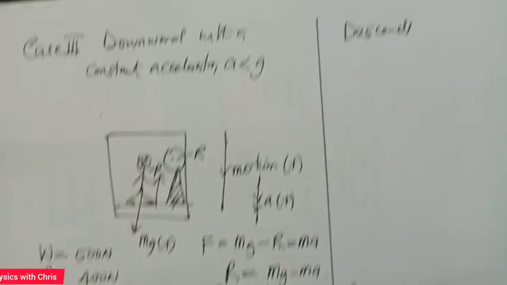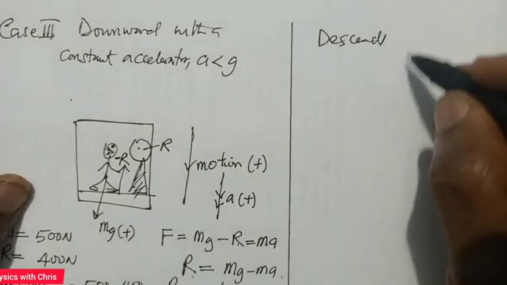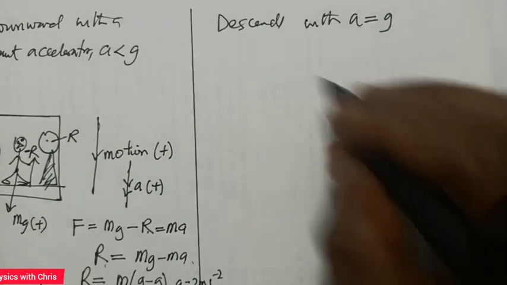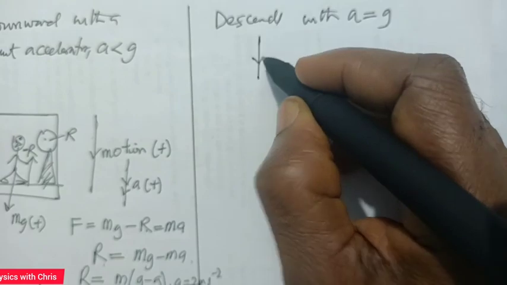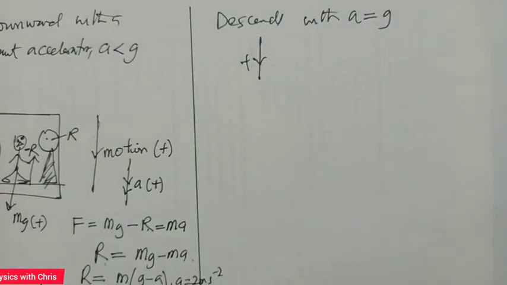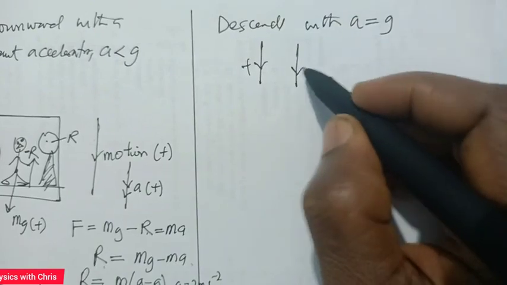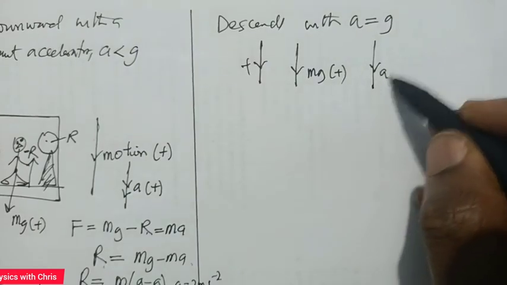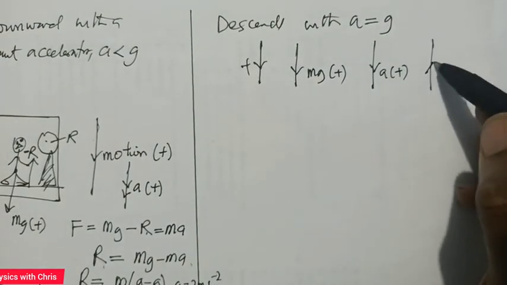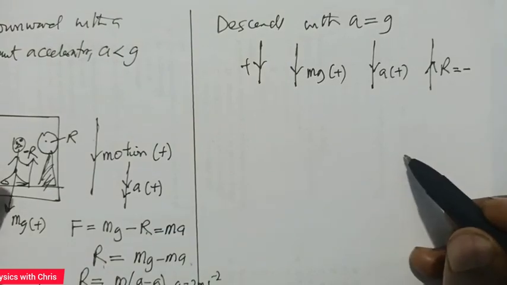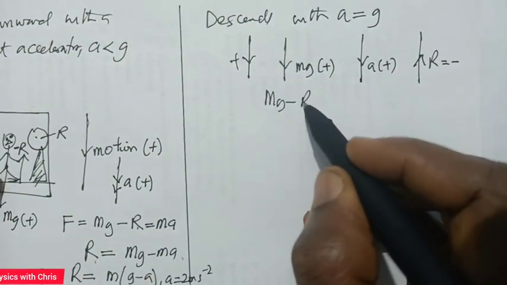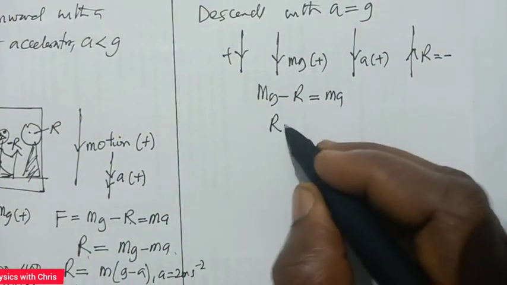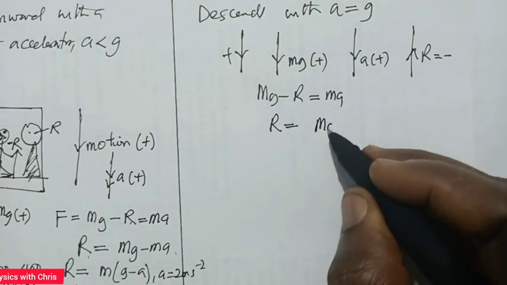Now consider the case where the lift descends with an acceleration a equal to the value of g. What happens here? The downward motion is still taken as positive. The weight of the body, mg, will be taken as positive. Acceleration is downward, so that is positive. But the normal force is upward, so we take that as negative. The resultant force, therefore, is mg minus R, equal to ma from Newton's second law of motion. So the reading, which is the normal force, is mg minus ma.